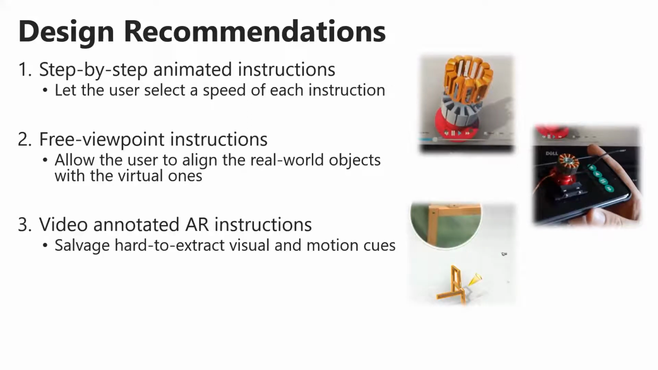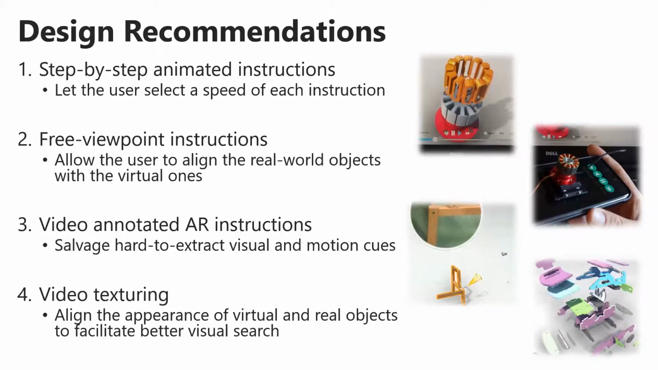Third, for small and non-rigid objects that are hard to detect with computer vision algorithms, we can still capture the information using the original video as a label. And finally, using visual information directly from input videos can align the visuals of real-world objects and virtual ones, which may support visual search when following instructions.